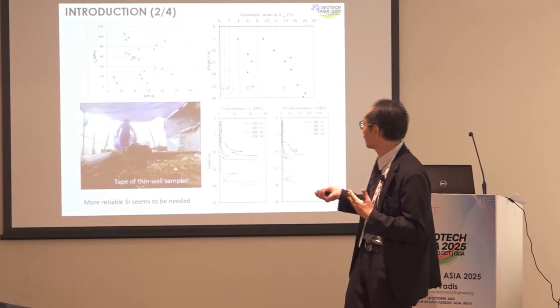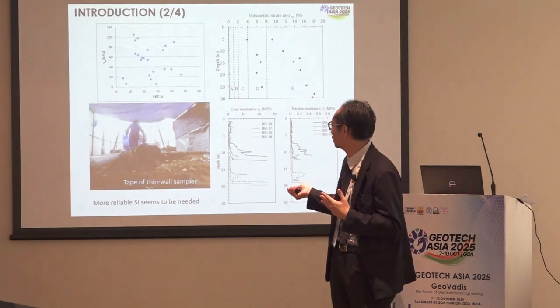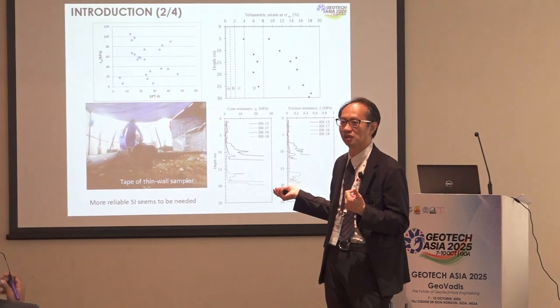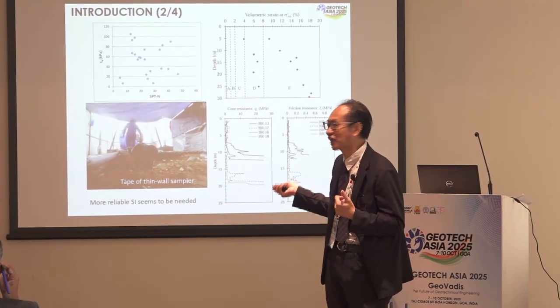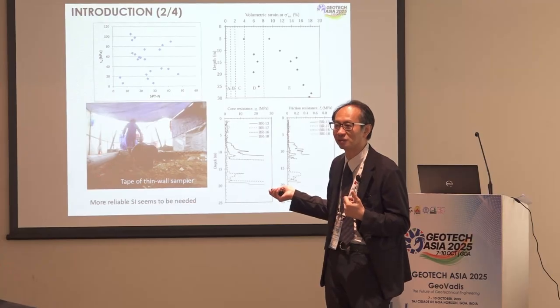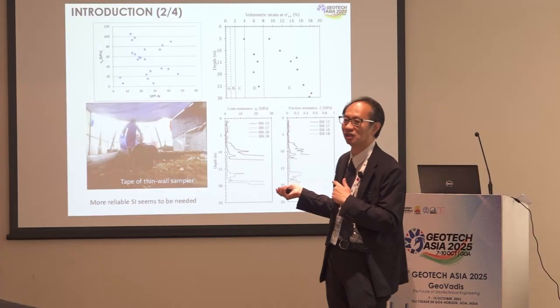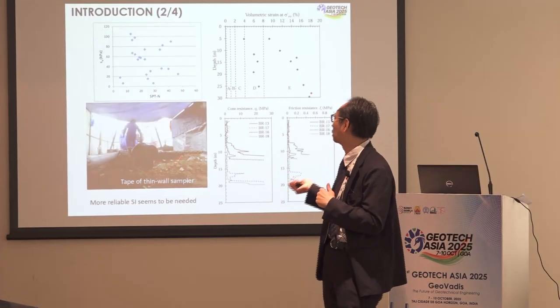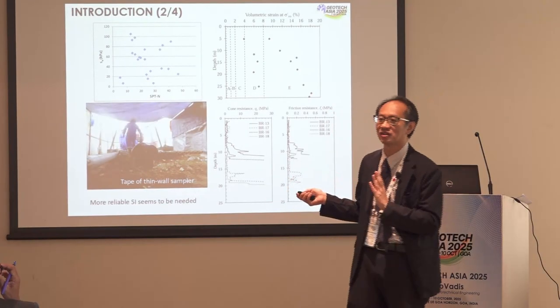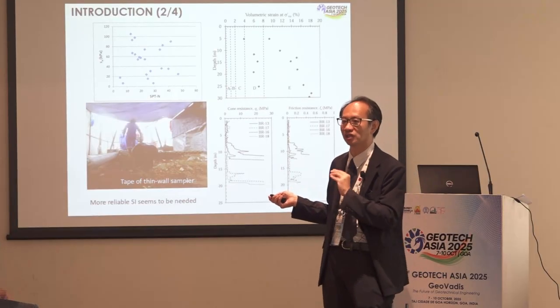So that's one of the reasons why I say maybe our test data is not that reliable. Again, if you look at this thin-wall sampler, the tip here should be round, but as you can see, it is totally twisted, and they used that to do the sampling work. So from these two, we understand our samples are kind of disturbed.